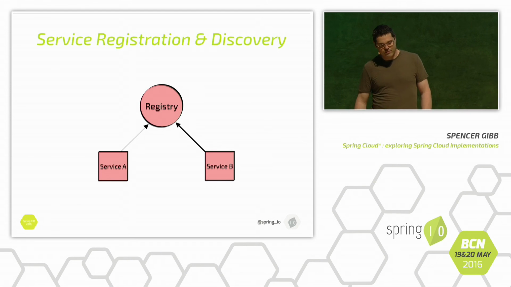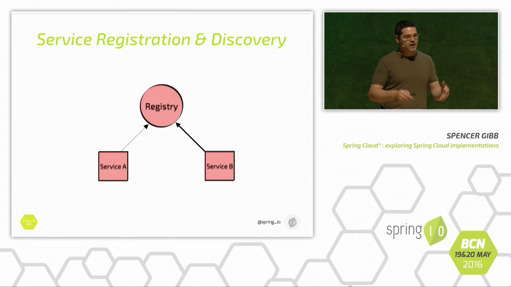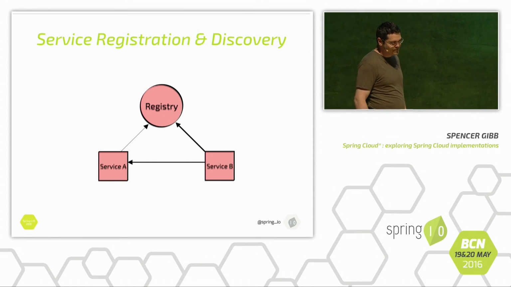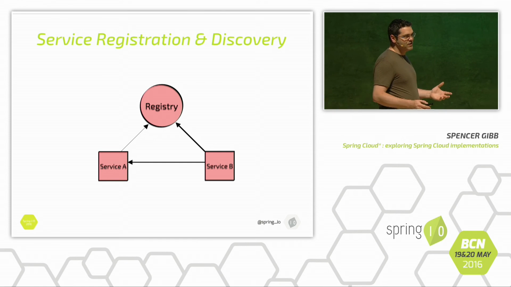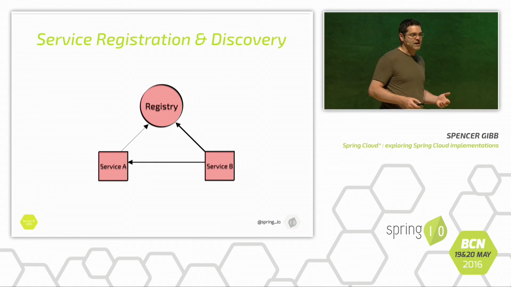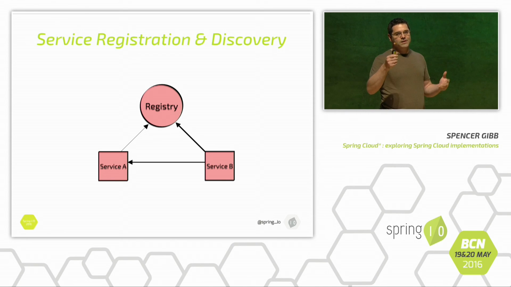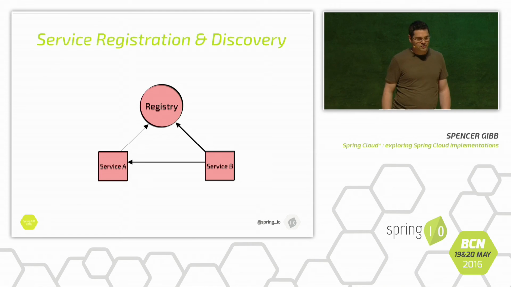And another service comes up, another instance of each of these services. You could have n number of these. And then when service B wants to talk to service A, it says, hey, registry, I don't know where A is. Can you tell me? And it will tell him. And then he can make his direct call to service A.